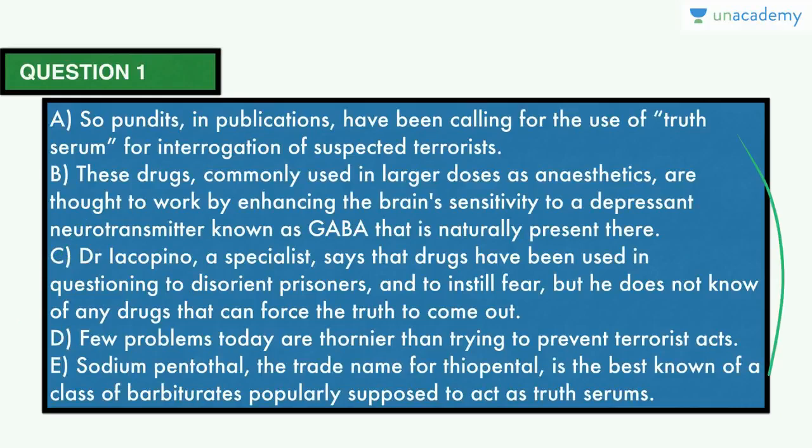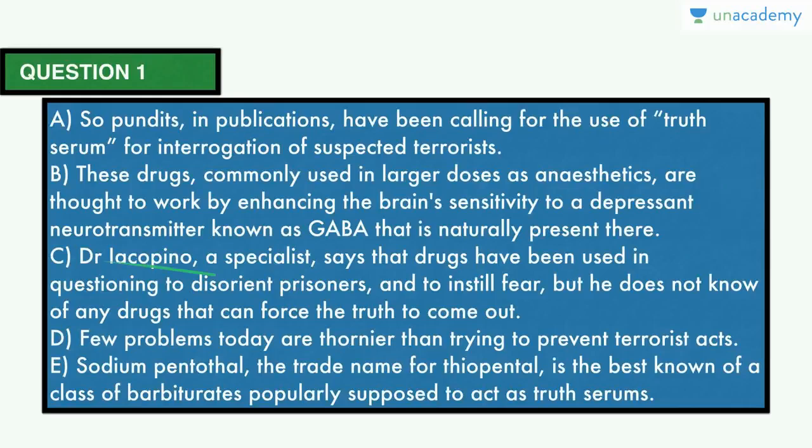So this looks like a fairly easy one to me because the sequence is very clear. The sequence is D, then logically we move on to A, then here we introduce the truth serums. Here we talk about some of the specifics of truth serums, that okay, this is the one that is the best known truth serum. And then these drugs, commonly used in larger doses, are thought to work as enhancing the brain's sensitivity to a depressant that is naturally present there. So this talks about the functioning.